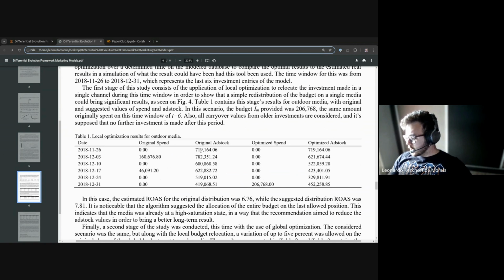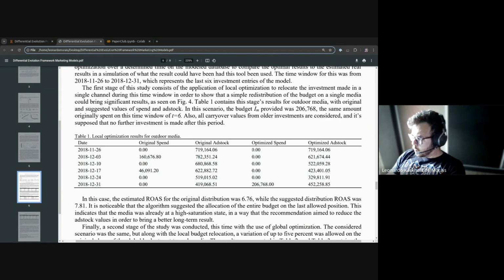This is an important point that many tools out there don't take into consideration. So it doesn't start at 0 and it doesn't end at 0 as well. It will probably go on until it naturally decays. So we have to consider this long-term result in the calculations we make. And for the optimized spend, as we can see, the algorithm just chose to put all the investment on the last week available. And why did it do that?